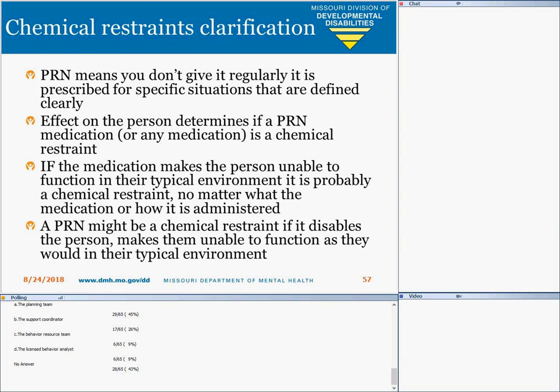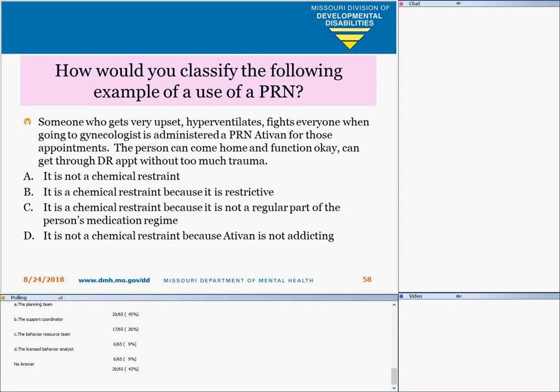It makes the person unable to function in their typical environment, it's probably a chemical restraint, no matter what medication it is or how it's administered. So it doesn't have to be an IM injection. It could be something that they take by mouth, and it still could be a chemical restraint. A PRN might be a chemical restraint if it disables the person and makes them unable to function as they would in their typical environment. So it's a chemical restraint.